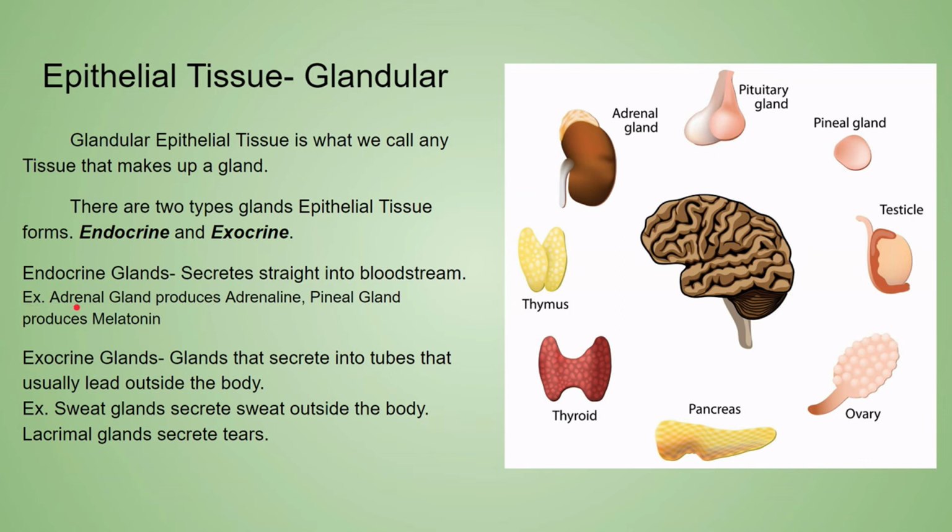For example, the adrenal gland produces adrenaline. The pineal gland, right here, produces melatonin. And I'll say it again, straight into the bloodstream, because lots of people get these mixed up sometimes, including myself. Exocrine glands secrete into tubes that usually lead outside the body. For example, your sweat glands under your skin will secrete sweat outside the body, and your lacrimal glands secrete tears.